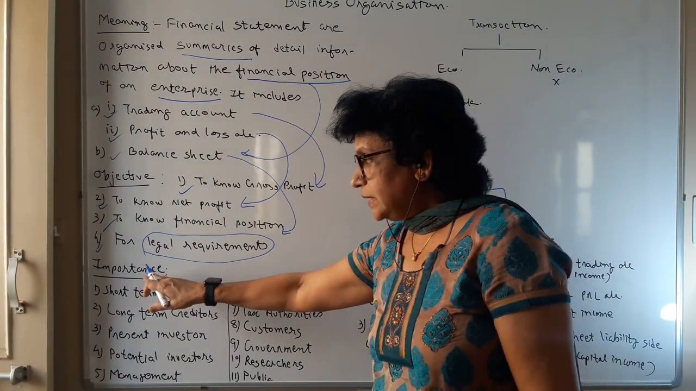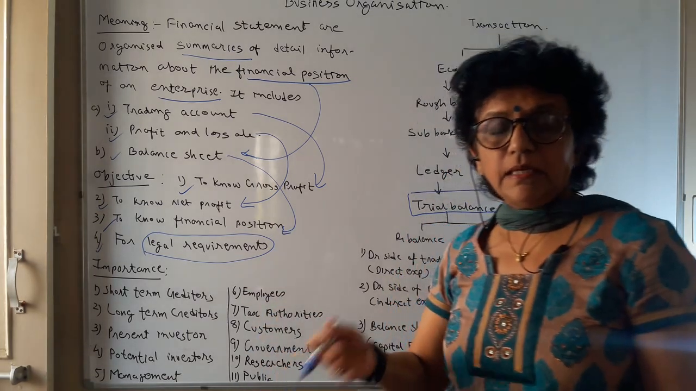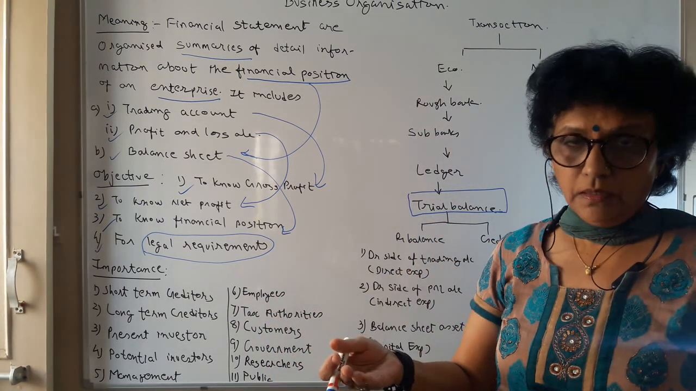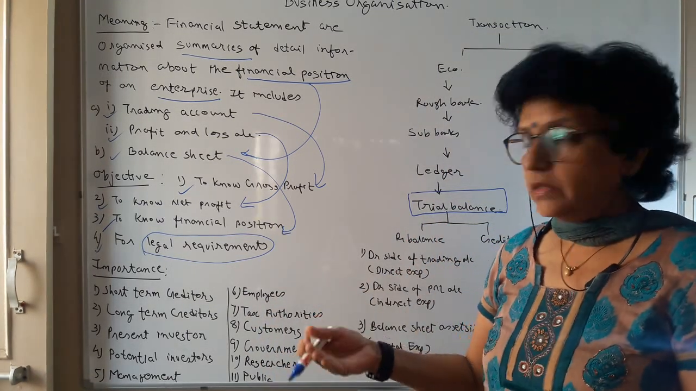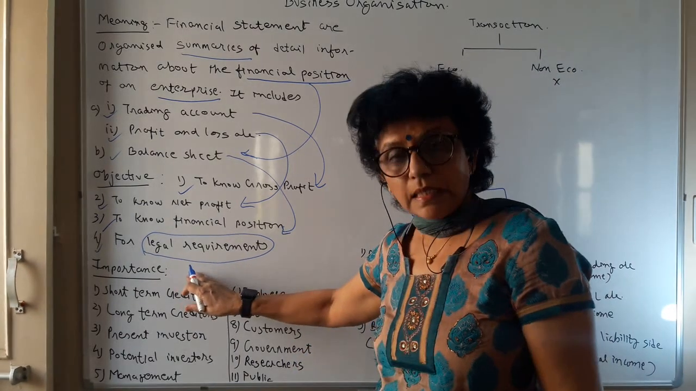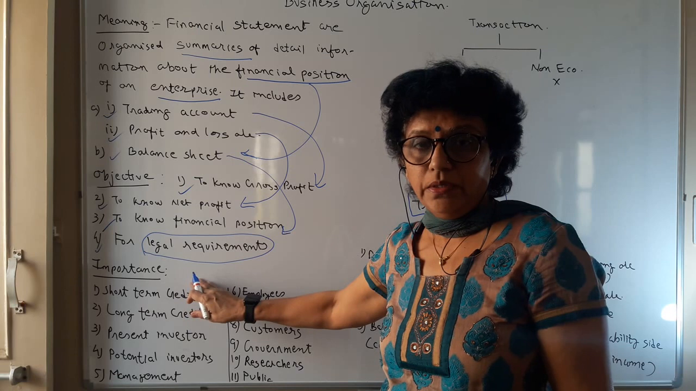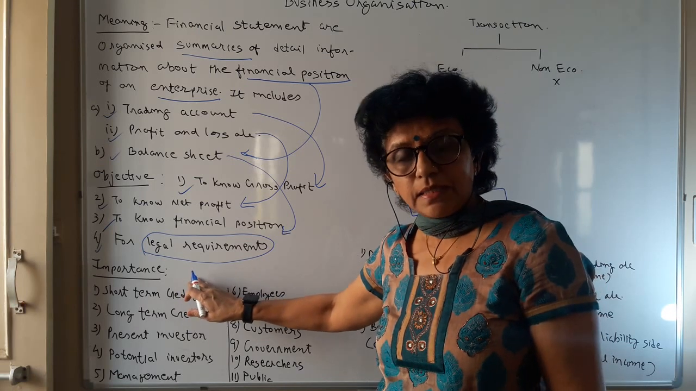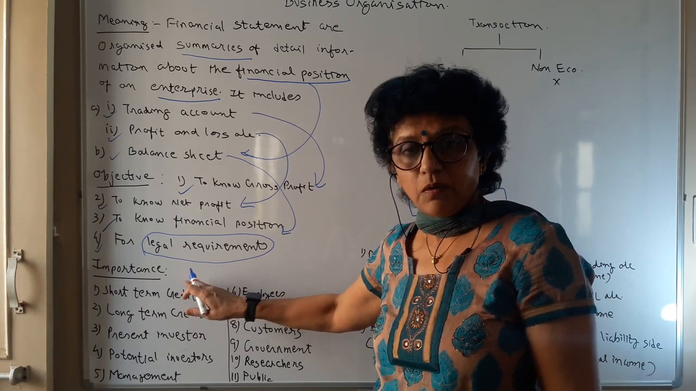Now the next point is why it is so important and for whom it is important. For whom we are doing all this activity. So the final account is used by the stakeholders. So who are the interested parties known as stakeholders?